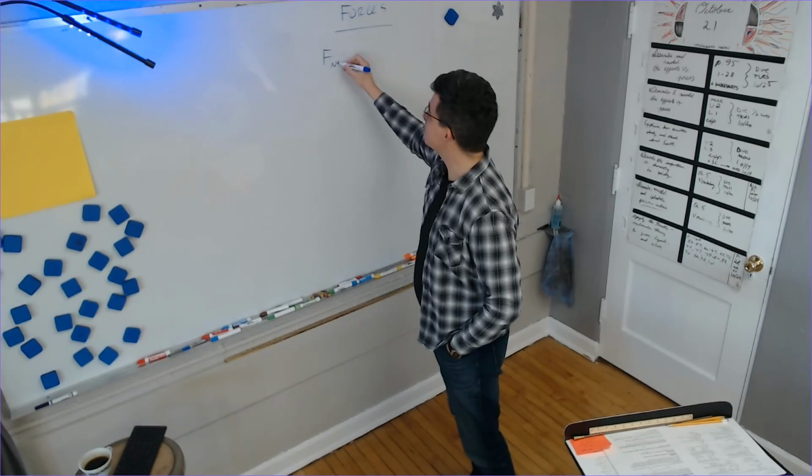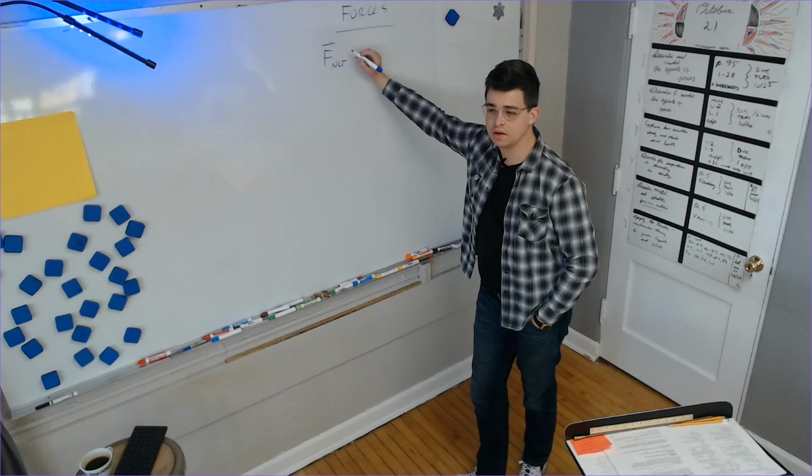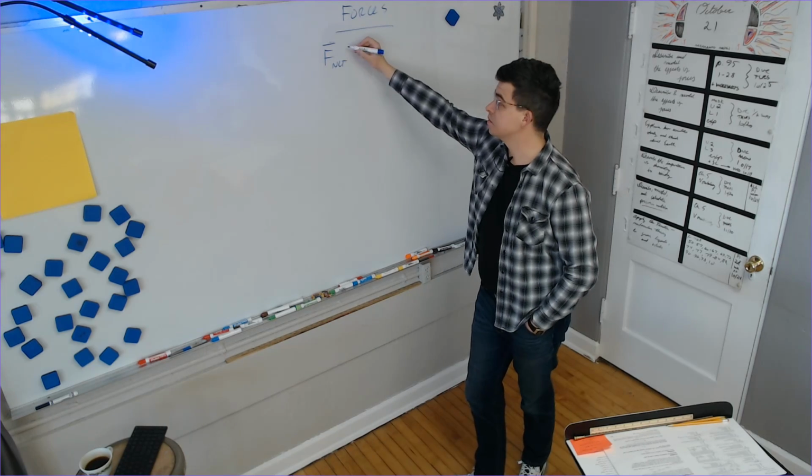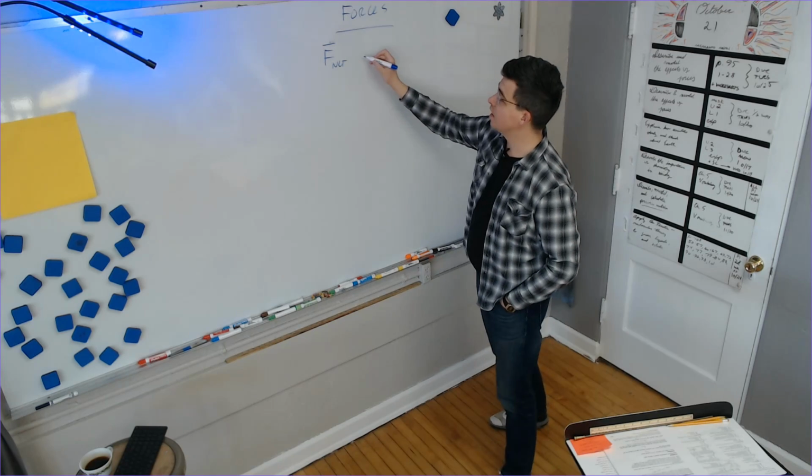So F net, net force, with an arrow over it. What's the arrow over it remind us of? It doesn't remind us of acceleration, but it means it has direction. We call it what kind of quantity? A vector quantity. F net equals m.